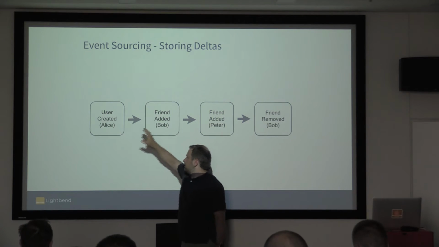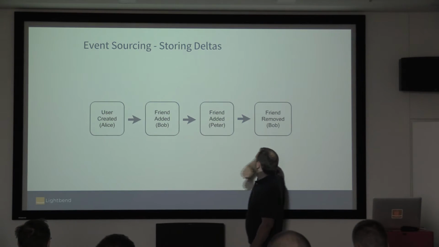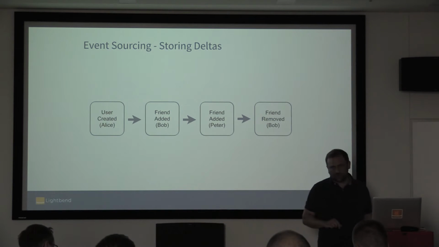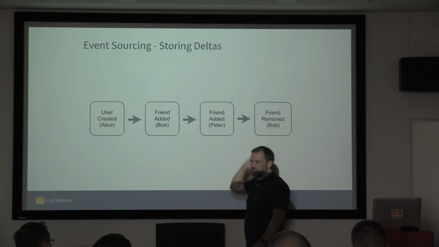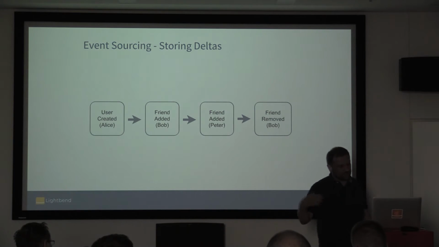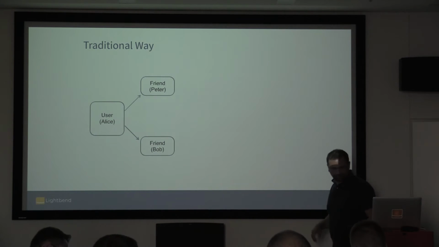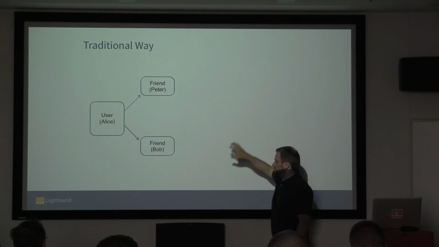We create the user Alice in this case, we add Bob, we add Peter. Oh, now we realize, no, this is the wrong Bob, we remove Bob. This would be a typical or a simple sequence of events that happen. And we just persist this in a relational database.